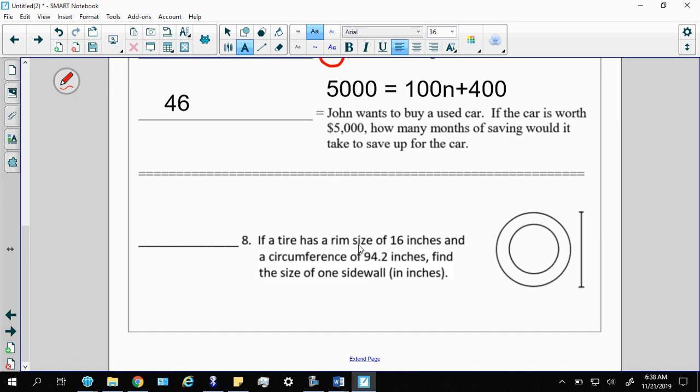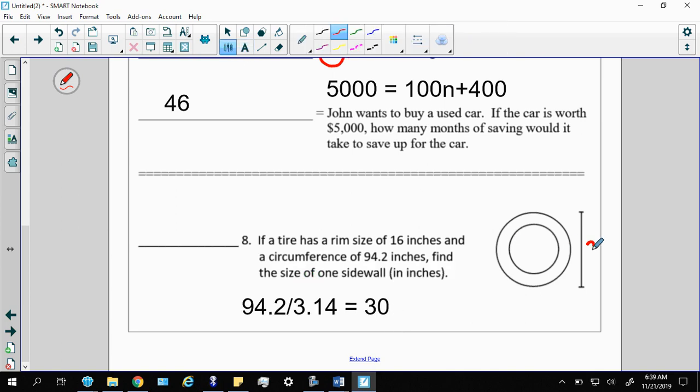Oh, a tire question. If a tire has a rim size of 16 inches. So first thing I've got to do is take my circumference and divide by 3.14. When I do that, I get 30. Now, 30 is how tall it is. The rim is 16 because it says that in the problem here. I don't know what this sidewall is. So we've done this several times. What can this be? Added 16 to get this 37.